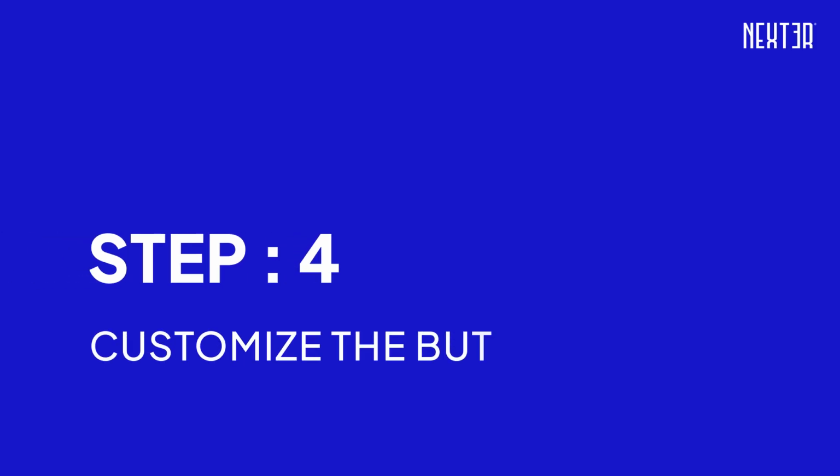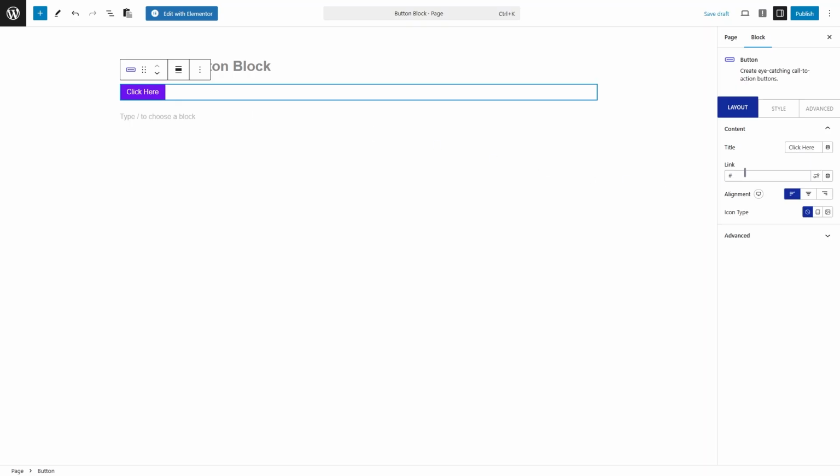Step 4. Customize the button block. Once you've added the button block to your page, head to the Content tab. In the title section, you can enter the text you'd like to display on the button. For example, you can type Buy Now, Explore More, or any other call to action text that fits your needs.